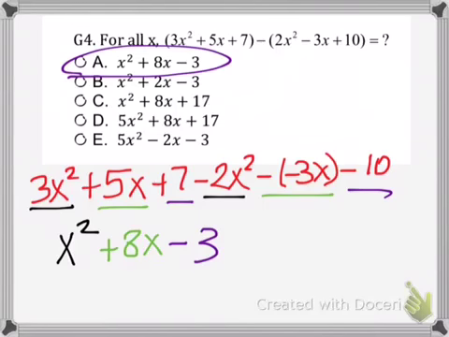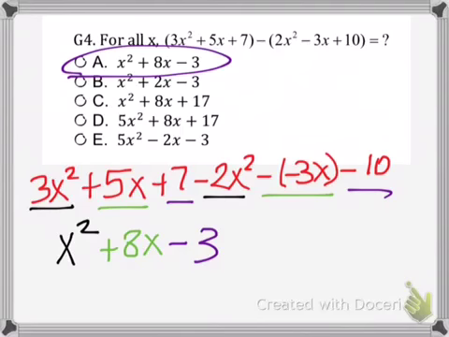Number 4, for all x, 3x squared plus 5x minus 7 minus 2x squared minus 3x plus 10 equals. So what I did was I subtracted everything in the second set of parentheses, and I combined my like terms. I combined the 3x squared and the 2x squared by subtracting them and getting an x squared.